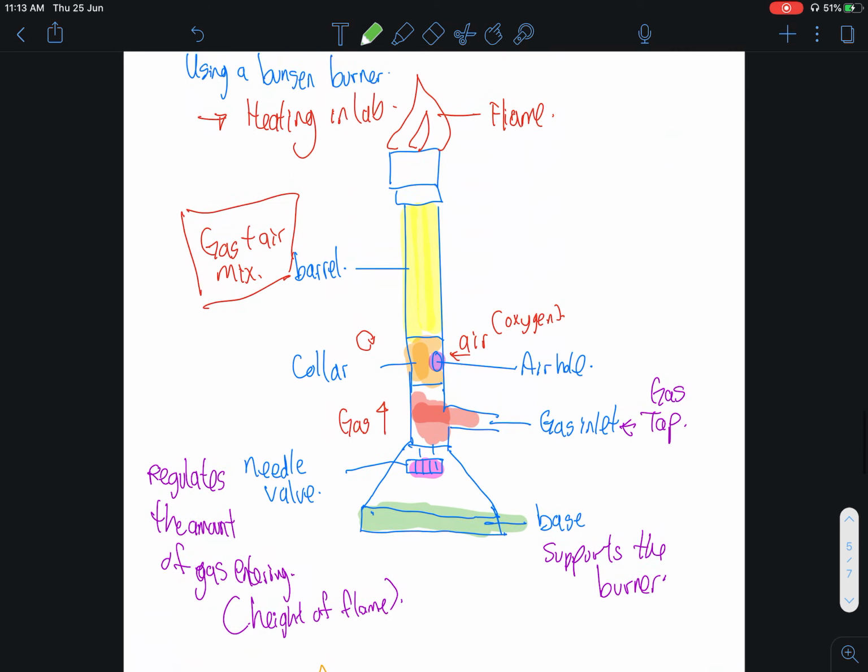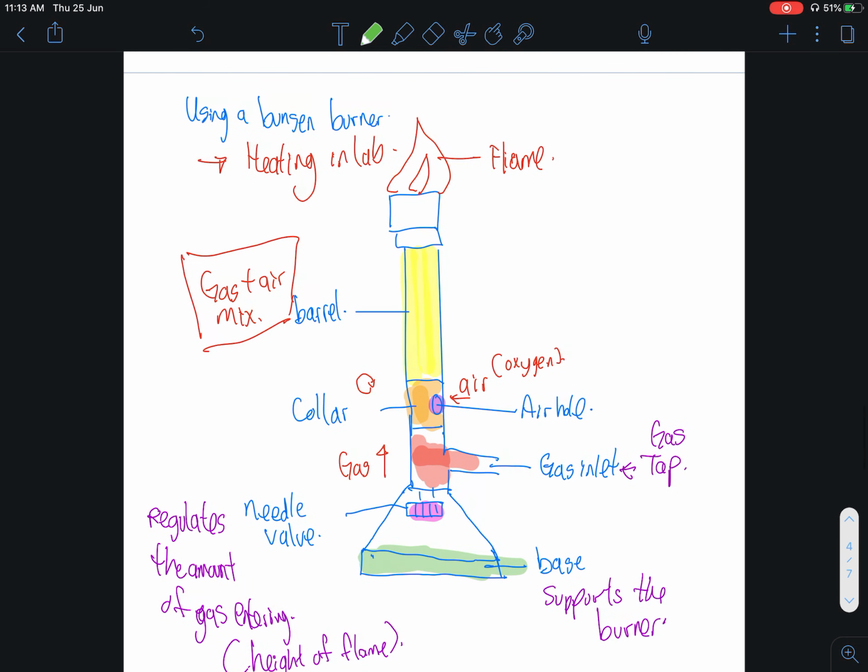Okay, with that, I've come to the end of this section. So do remember to understand the structure of the Bunsen burner and the types of flames, and then I think you will be more or less done for this chapter.